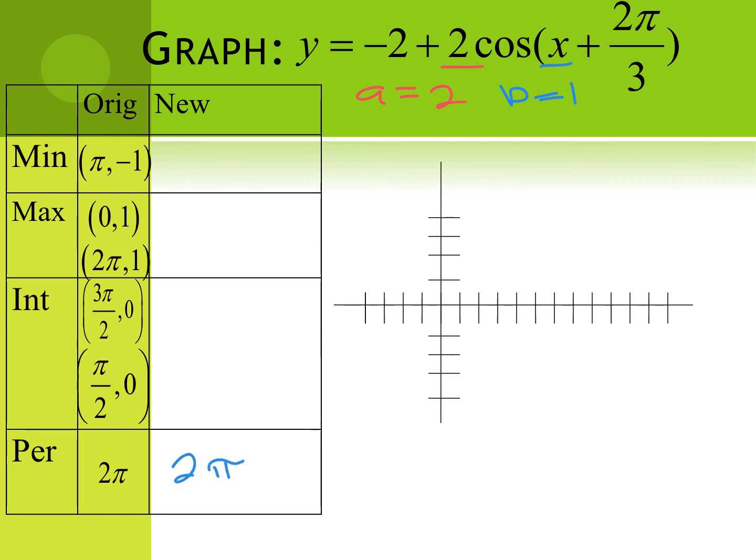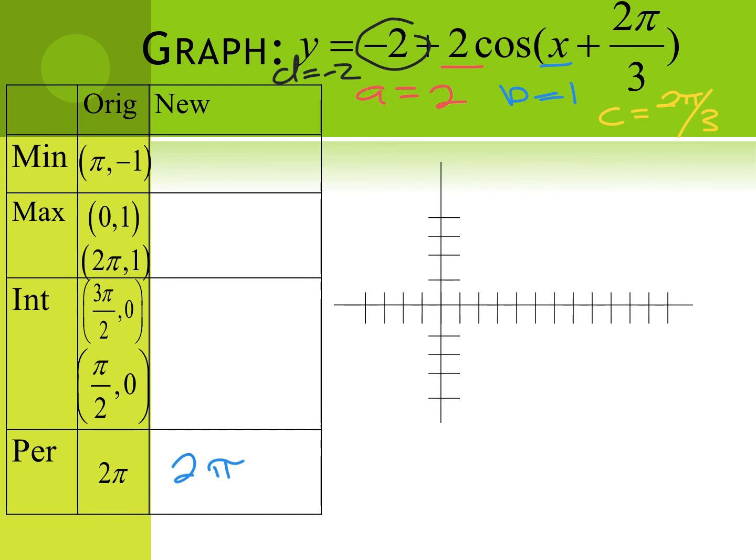For my c value, it's what we're adding or subtracting to our variable. In this case, c is going to be 2 pi over 3. And that means we're going to have a shift to the left of 2 pi over 3. And then last but not least, for my d value, we're looking for the number that's being added or subtracted to our function. In this case, d is going to be negative 2. And that means we're going to have a shift down of 2.